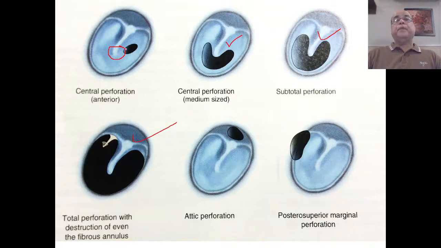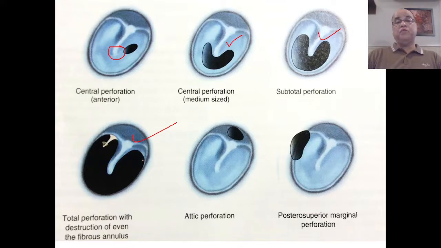So any perforation in the pars tensa which is surrounded all around by the tympanic membrane or the annulus, that is a central perforation. So it can be small, it can be medium, it can be subtotal. When we say subtotal, it means all around there is still a remnant of the tympanic membrane. Even if it is a small rim, it is intact.